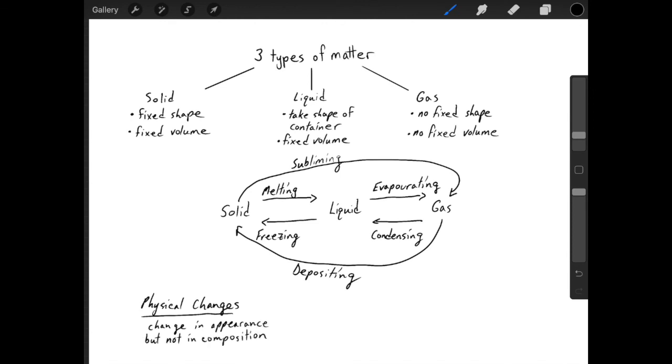The other type of change that can occur is a chemical change. Chemical changes happen when a substance, some type of matter, is converted into something with an entirely different composition. So this is, for example, taking hydrogen gas, reacting it with oxygen gas, two totally separate elements, and when those two things interact, you can make an entirely new compound, water.